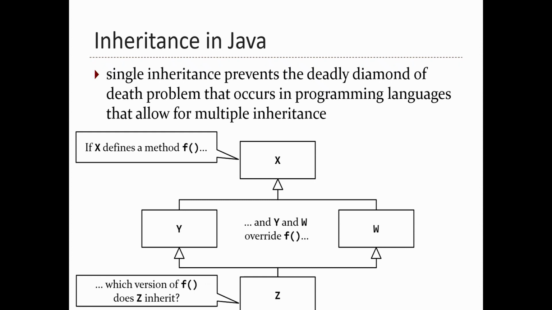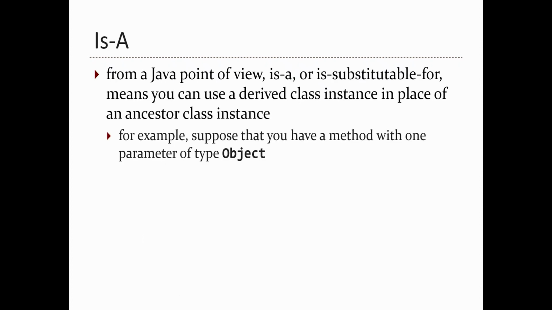And now you have a problem when you get to Z, because Z inherits Y's version of F, and it inherits W's version of F. If both of these versions are different, the question is which one does Z inherit? That's the problem that you run into if you allow multiple inheritance. And the various languages have various ways of trying to deal with this problem.